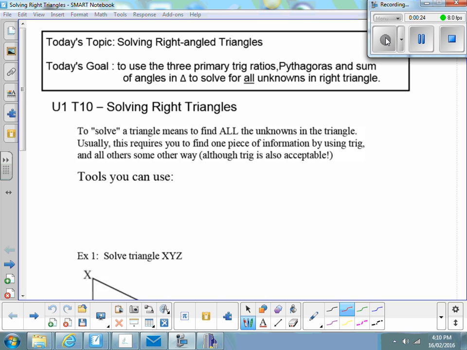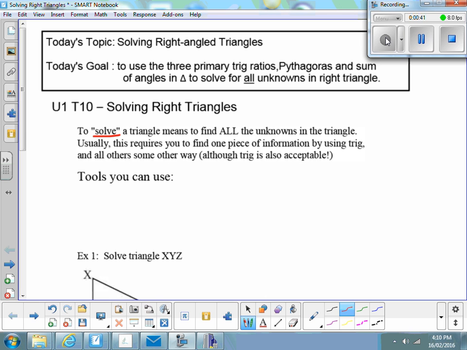So when we're asked to solve a triangle, that means find all of the unknowns in that triangle. Usually this requires you to find one piece of information by using trig and all others some other way. Although you can always use trig to find those other unknowns as well.